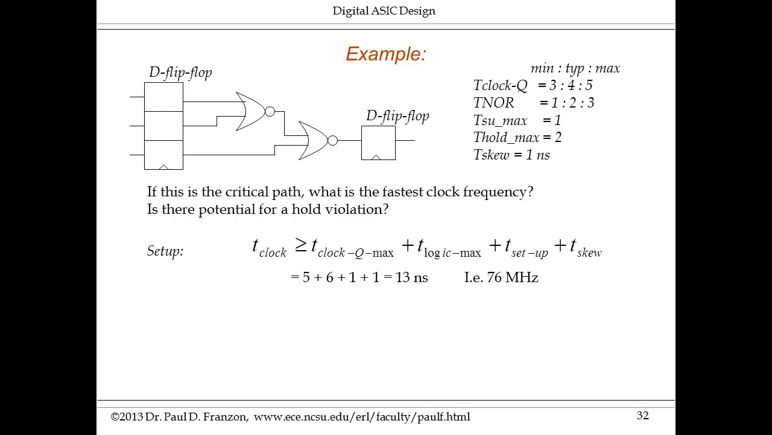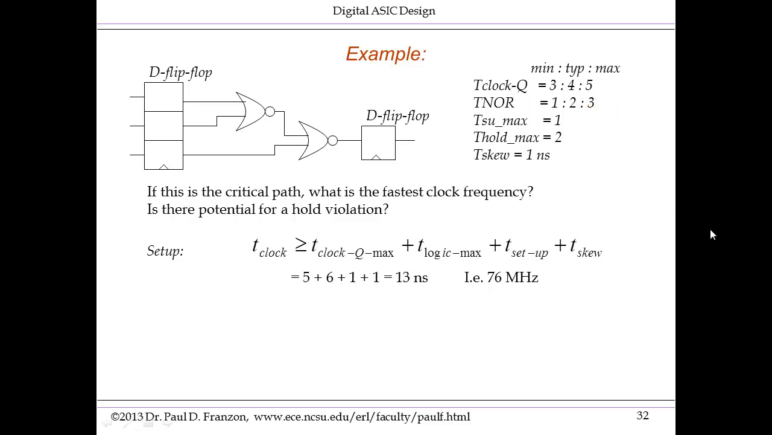So we apply the equation that we derived for the minimum clock period for a flip-flop based design. That is, the clock period has to be greater than or equal to the maximum clock to Q, the longest delay on the longest logic chain, plus the setup time plus the skew. Note, the longest logic chain is through these two NOR gates. It's not through just one single NOR gate. And thus the delay associated with that is 6 nanoseconds, 2 times 3 nanoseconds.